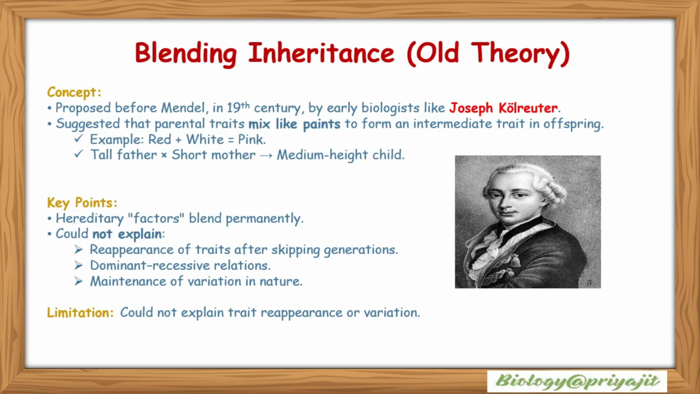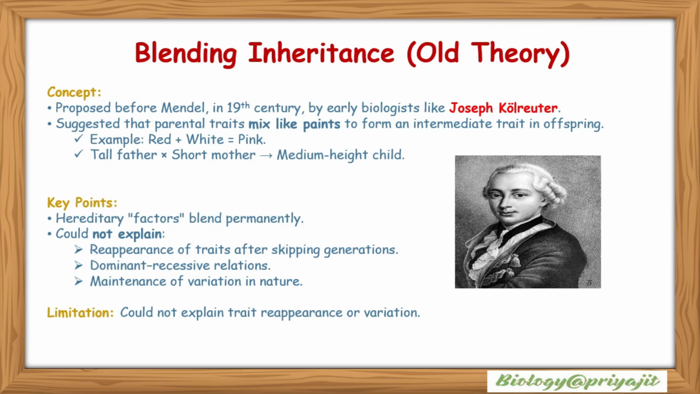Now we should study blending inheritance, which is the old theory. The concept was proposed before Mendel in the 19th century by early biologists like Joseph Kölreuter. He suggested that parental traits mix like paints to form an intermediate trait in offspring, such as red and white paint mix to form the color pink. So when a tall father is crossed with a short mother, a medium height child will be formed.